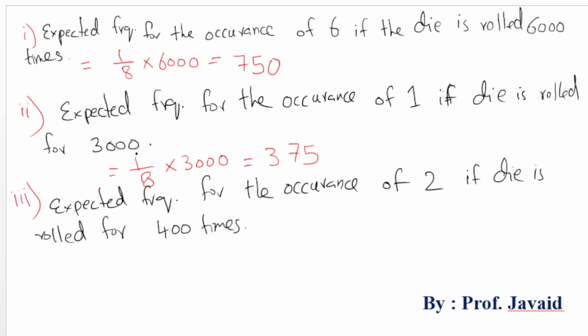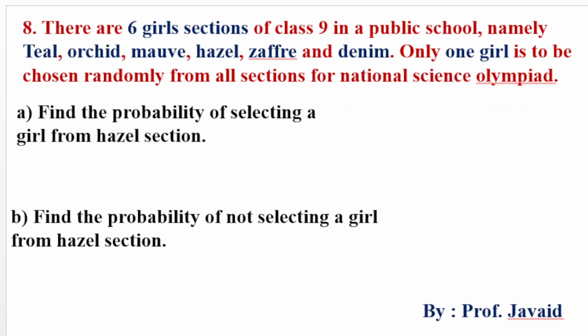Okay, so as we know, the relative frequency of 2 is 5 by 24, as I already showed you. 5 by 24 times 400. Okay, so that will be 83. Point something, you can write 83. So I hope you understand this question. Okay, so let's move toward the next question.